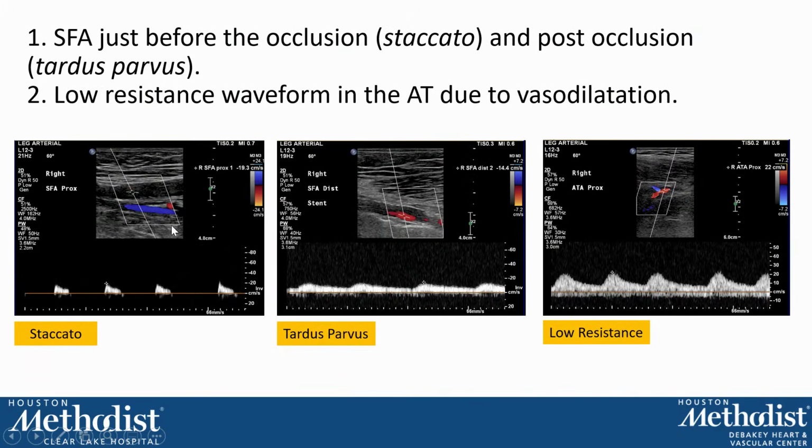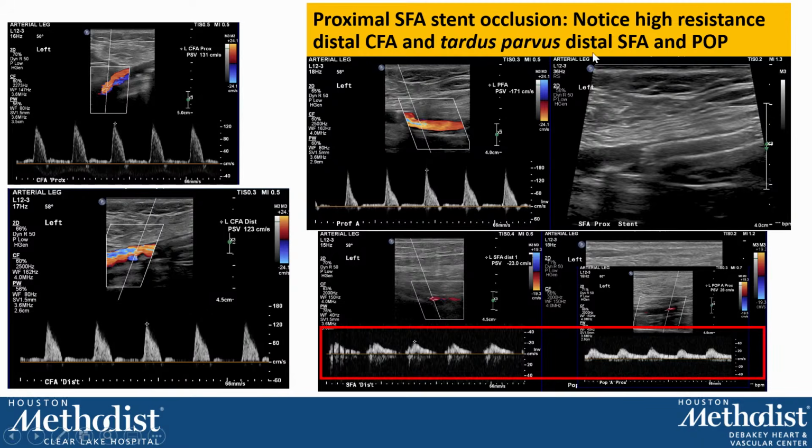So one quick thing, every time you see a staccato waveform, you have to think outflow occlusion or significant stenosis, but mostly occlusion. Okay, let's see. Here's a patient with a proximal SFA stent occlusion. Let's walk through this. Here's the common femoral artery proximally on the left, and then the distal common femoral artery. You start seeing a little bit of spectral broadening here.